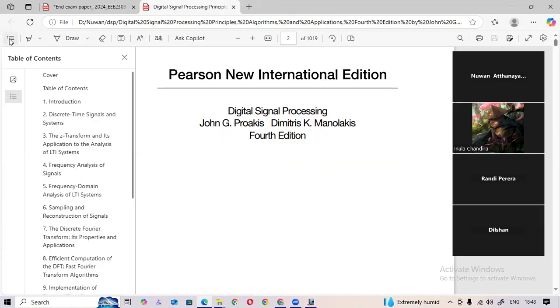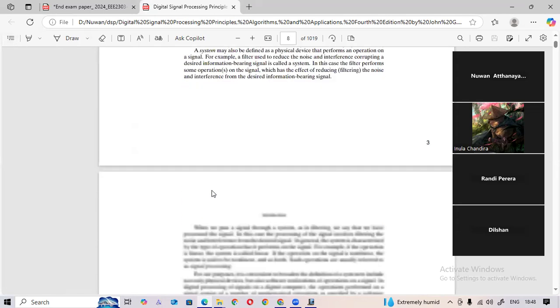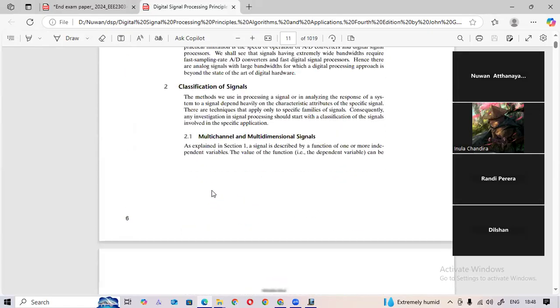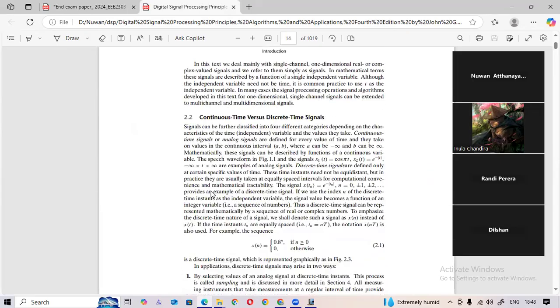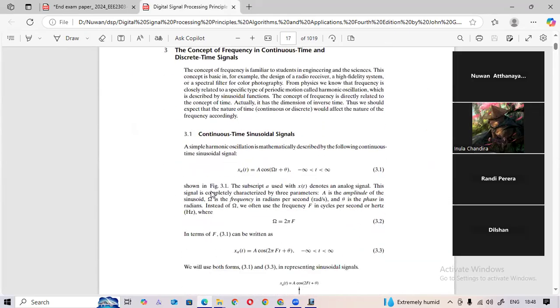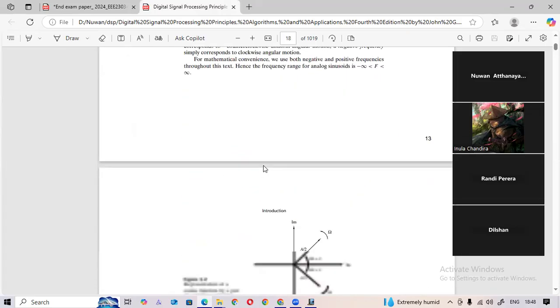So first question, as I told you, it is based on sampling. So we have learned the sampling. Actually, we have learned the sampling and reconstruction, but the question depends on only sampling, not the reconstruction.